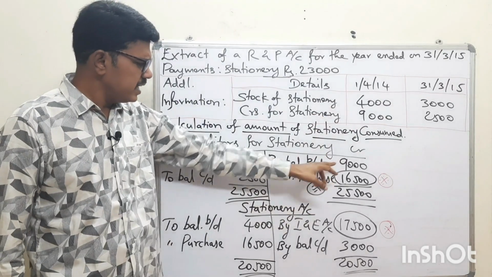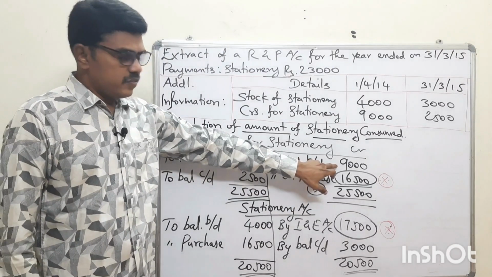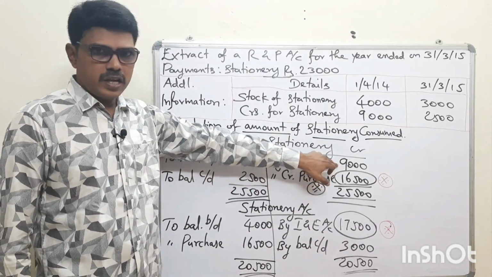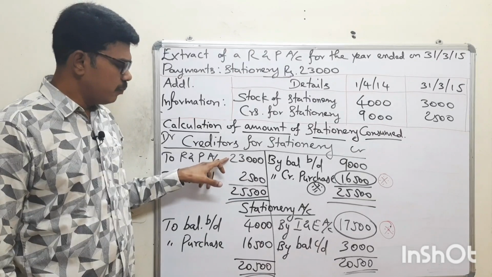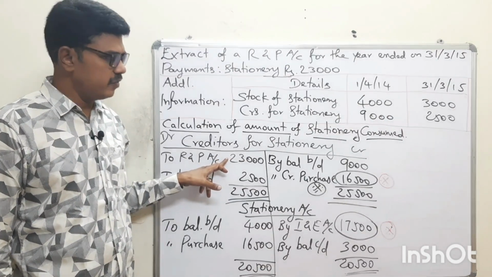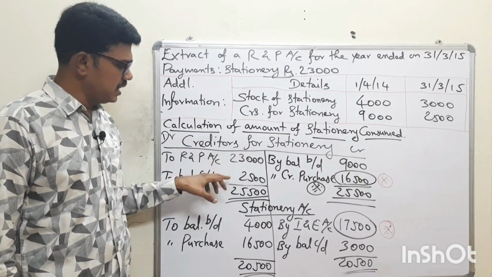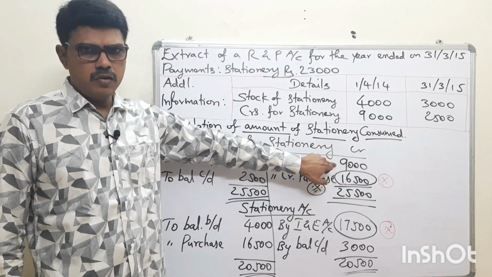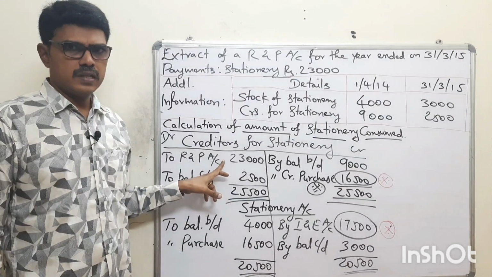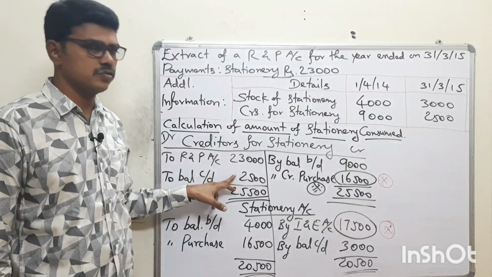Even here we should understand practically. In the beginning of the year, we had to give 9,000 rupees. During the year, we have paid 23,000. Even after paying this 23,000, we still have to pay 2,500 rupees at the end of the year.